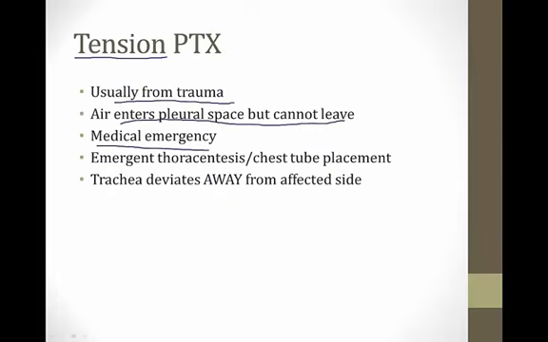Patients who have a tension pneumothorax need an emergent thoracentesis and chest tube placement. Otherwise, that air pressure in the thorax can begin to compress vascular structures, and it can be life-threatening. And a key point to know about tension pneumothoraces is that the trachea deviates away from the affected side.